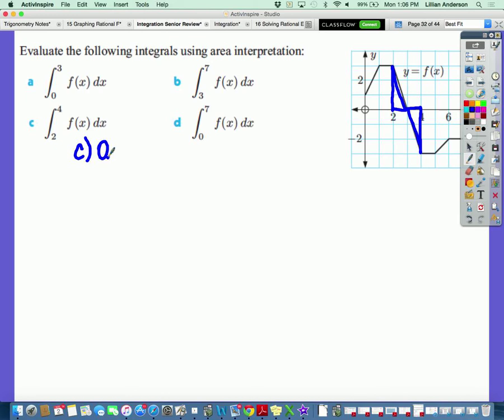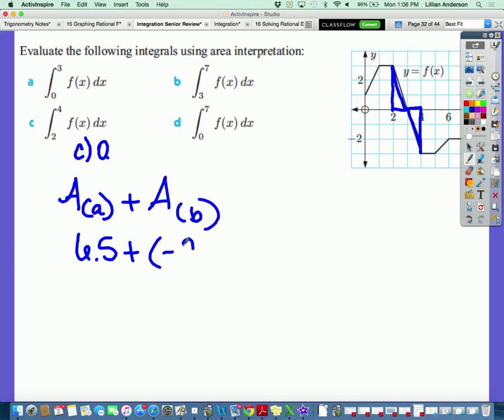Because if you think about it, we already found the area from 0 to 3. We found the area from 3 to 7. So basically, we take the area of part A and we add it to the area of part B. And what do we come up with for the area of part A? 6.5. And what was the area for B? So then it's actually going to end up being, careful, 2.5.